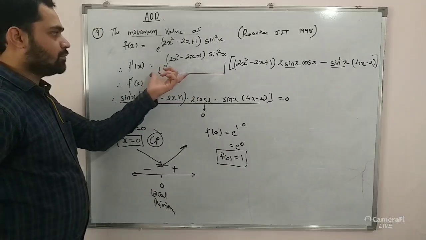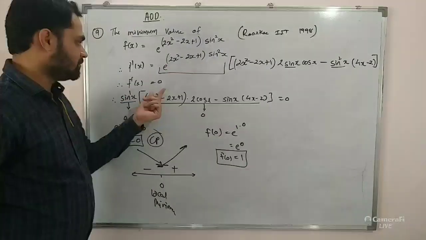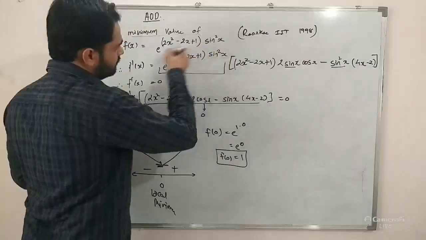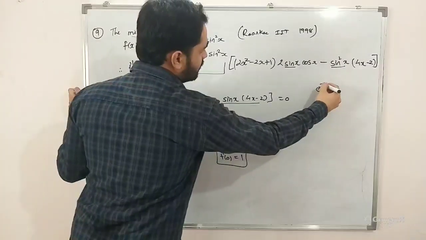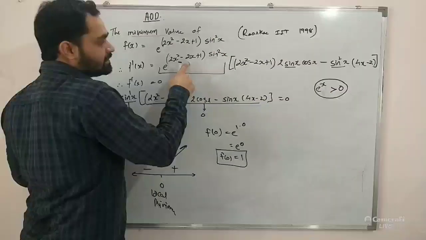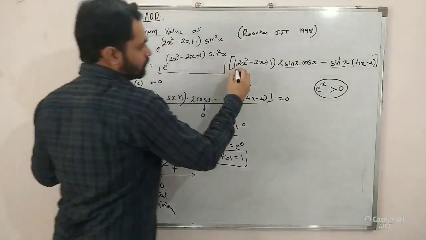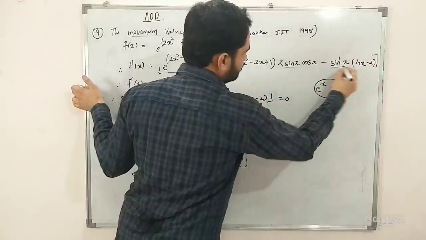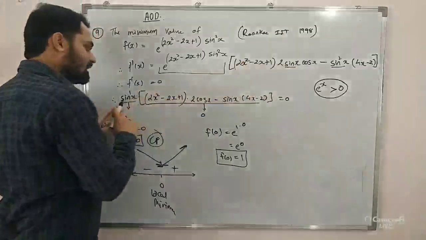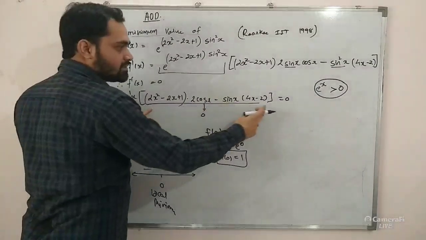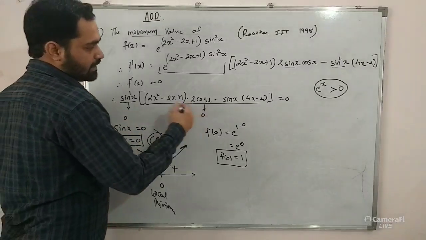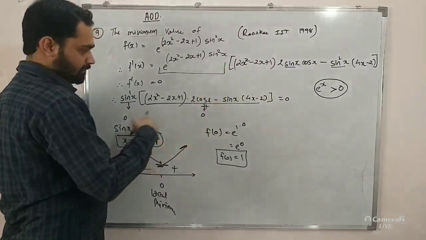For finding the critical point we need to compare this term with 0, but the nature of the exponential function e raised to x is always positive. It means it never becomes 0. So which function becomes 0? This bracket gives the critical point. So from this bracket sin x is common, so the remaining term is this, and sin x is equal to 0, x is equal to 0 is the critical point. This is not equal to 0, right?